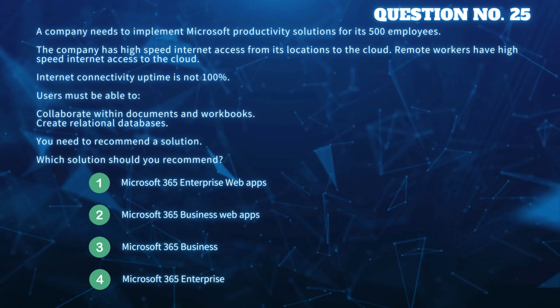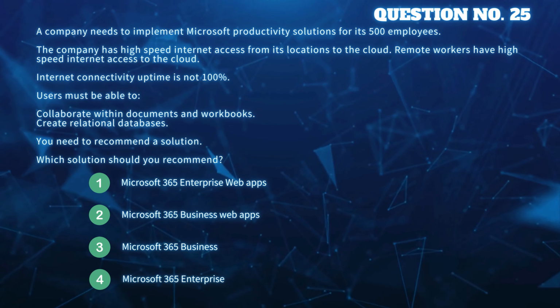Question 28. A company plans to implement Microsoft 365 for 500 employees. Employees work from desktop and laptop computers and need to use the Microsoft Office desktop applications. You need to recommend the appropriate subscription plan. Which subscription plan should you recommend? Option 1, Microsoft 365 E3. Option 2, Microsoft 365 F3. Option 3, Microsoft 365 Business Premium. Option 4, Microsoft 365 Business Standard.